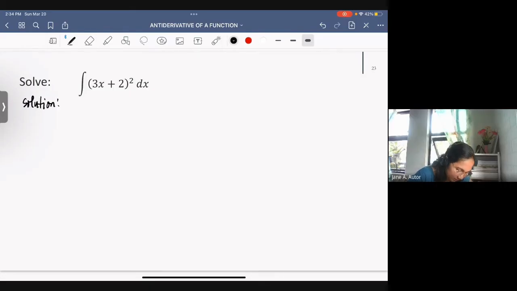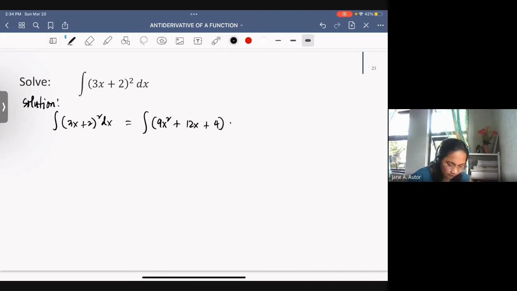So let's say, for example, here we have the quantity 3x plus 2 squared dx. Its expanded form will be 9x squared plus, we have 2 times 2 times 3x, that will be 12x, and then plus 2 squared is 4 dx. Okay, we just expand this expression, and that will yield this polynomial. Next is by our sum rule of integration.